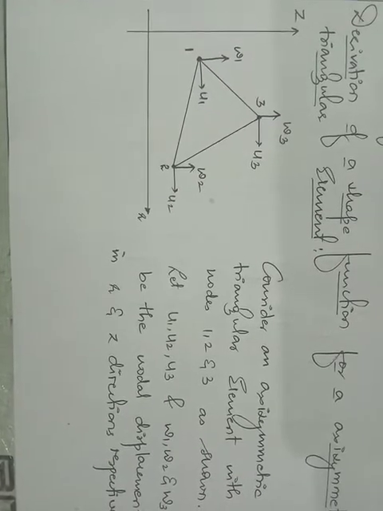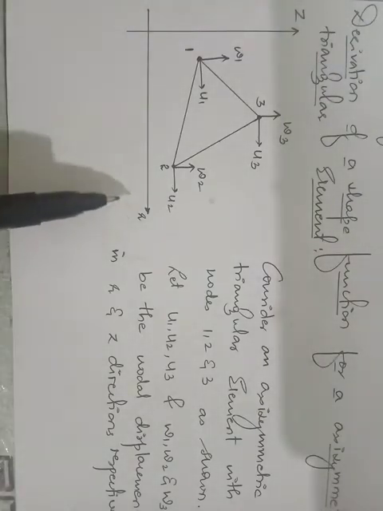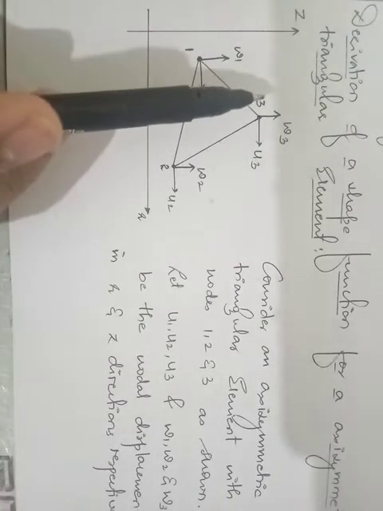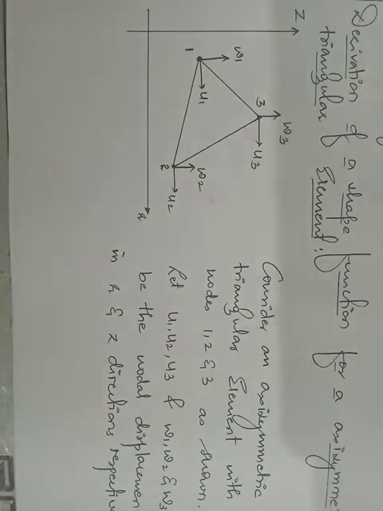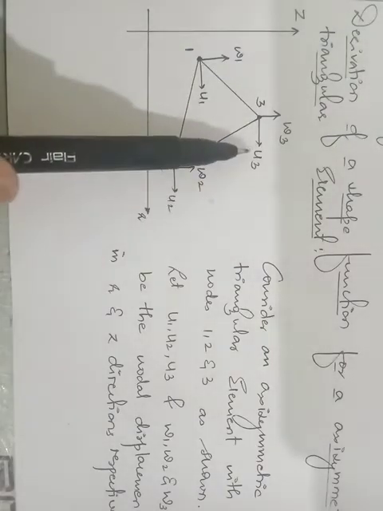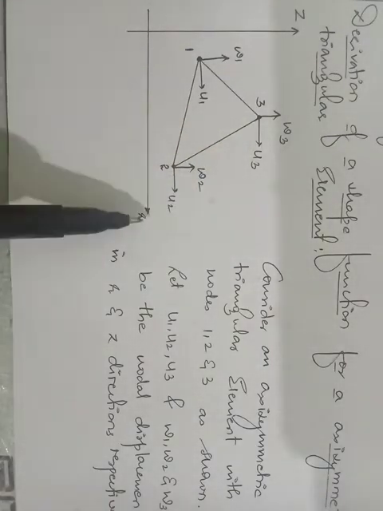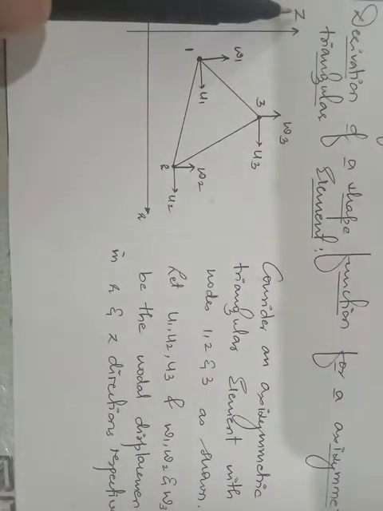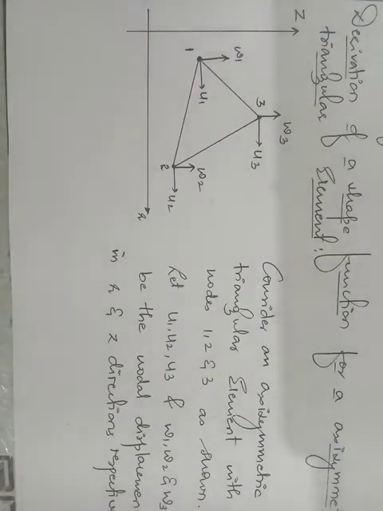Derivation of the shape function for an axisymmetric triangular element. I have shown the Z axis, the R axis, and the triangular element. These are node numbers 1, 2 and 3. Let U1, U2, U3 and W1, W2 and W3 be the nodal displacements in the R and Z directions respectively. U1, U2, U3 are the displacements in the R direction, and W1, W2 and W3 are the displacements in the Z direction.